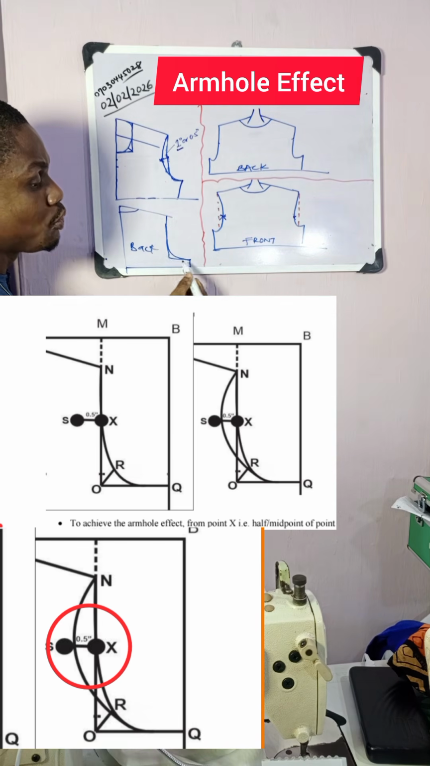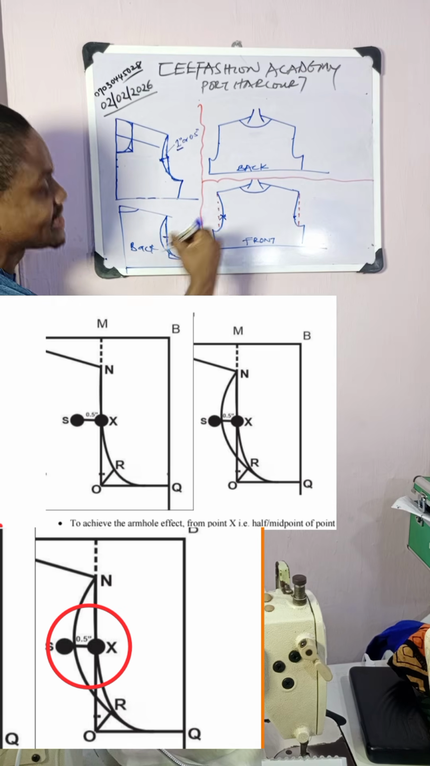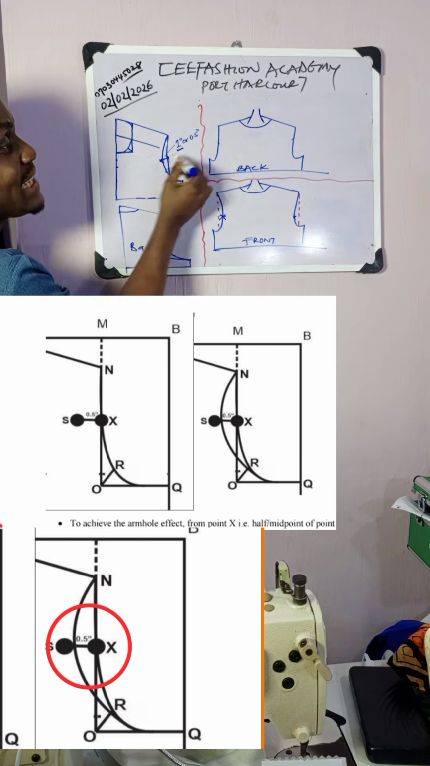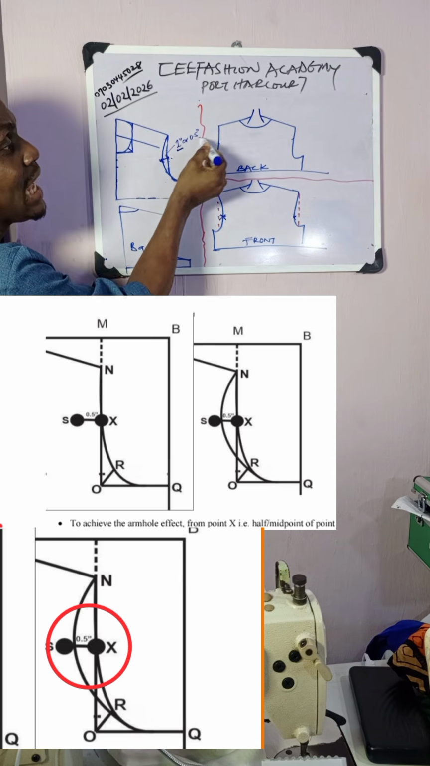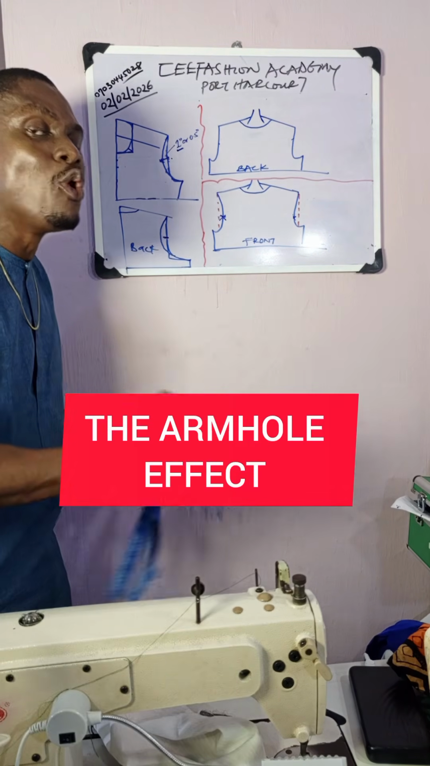Now I want to show you something. This is the back armhole. Do you understand? It is actually straight, while the front part, from the center part here of the armhole length, is entering inside. Look at this. You notice that we entered in from this center here with either 0.5 or 1 inch. Now I call this personally the armhole effect.